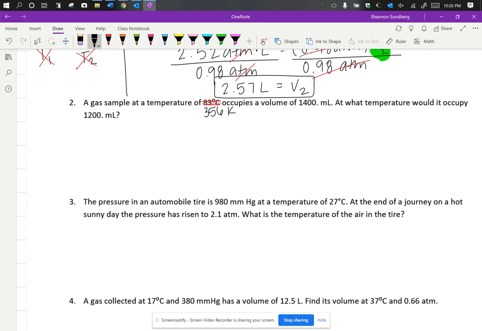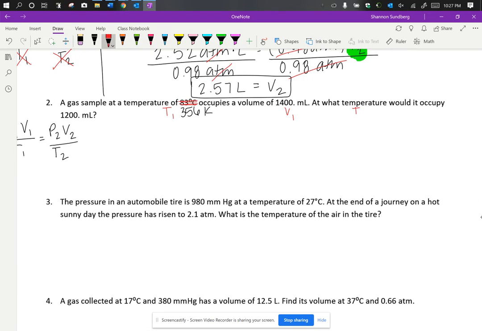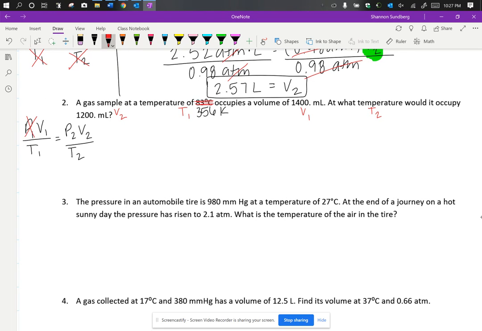Okay. So now let's write our formula. P1 V1 over T1 equals P2 V2 over T2. Now let's read our problem again. So a gas sample at a temperature of, well, this is going to be T1, occupies a volume of 1,400 milliliters. Well, that's a V1. At what temperature, T2, would it occupy 1,200 milliliters? That's V2. No mention of pressure, so that means I don't even need it.